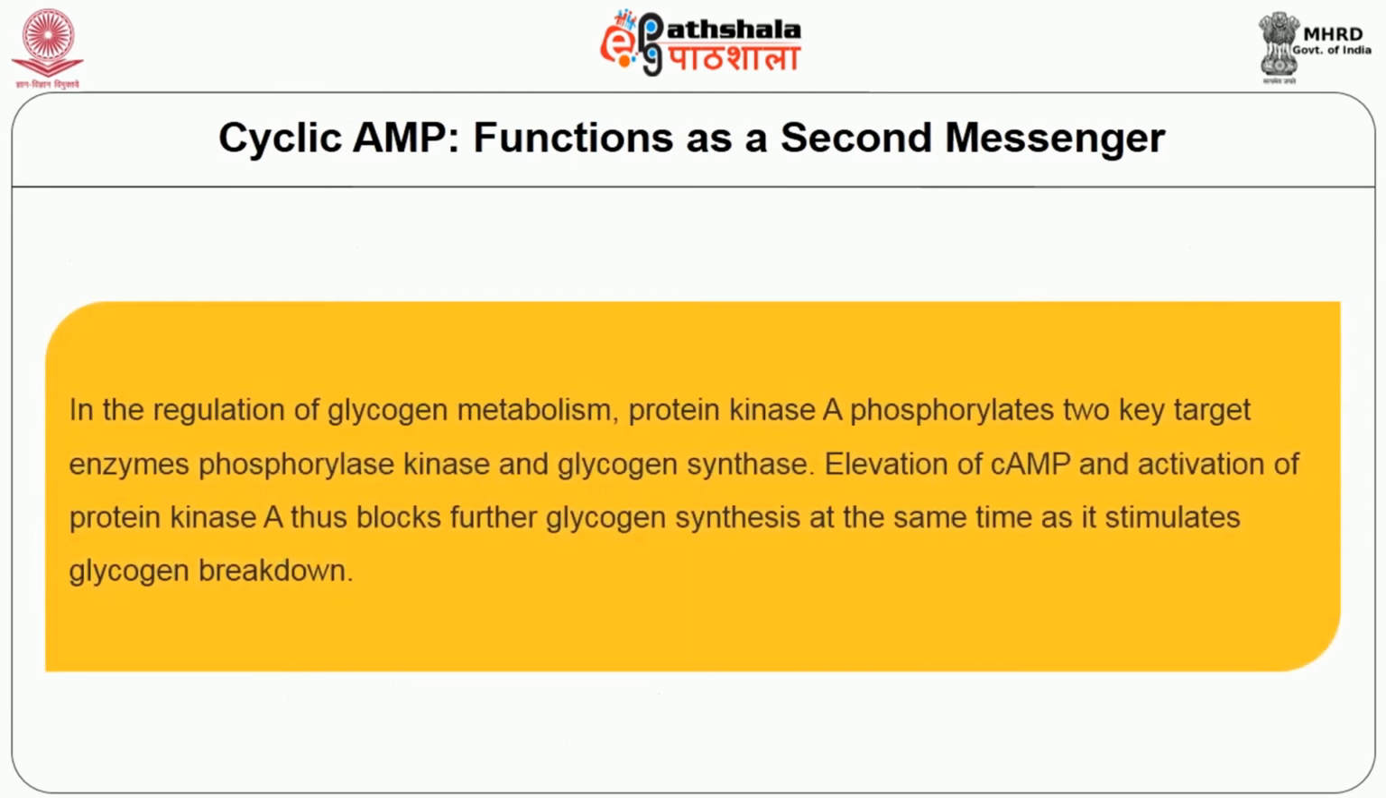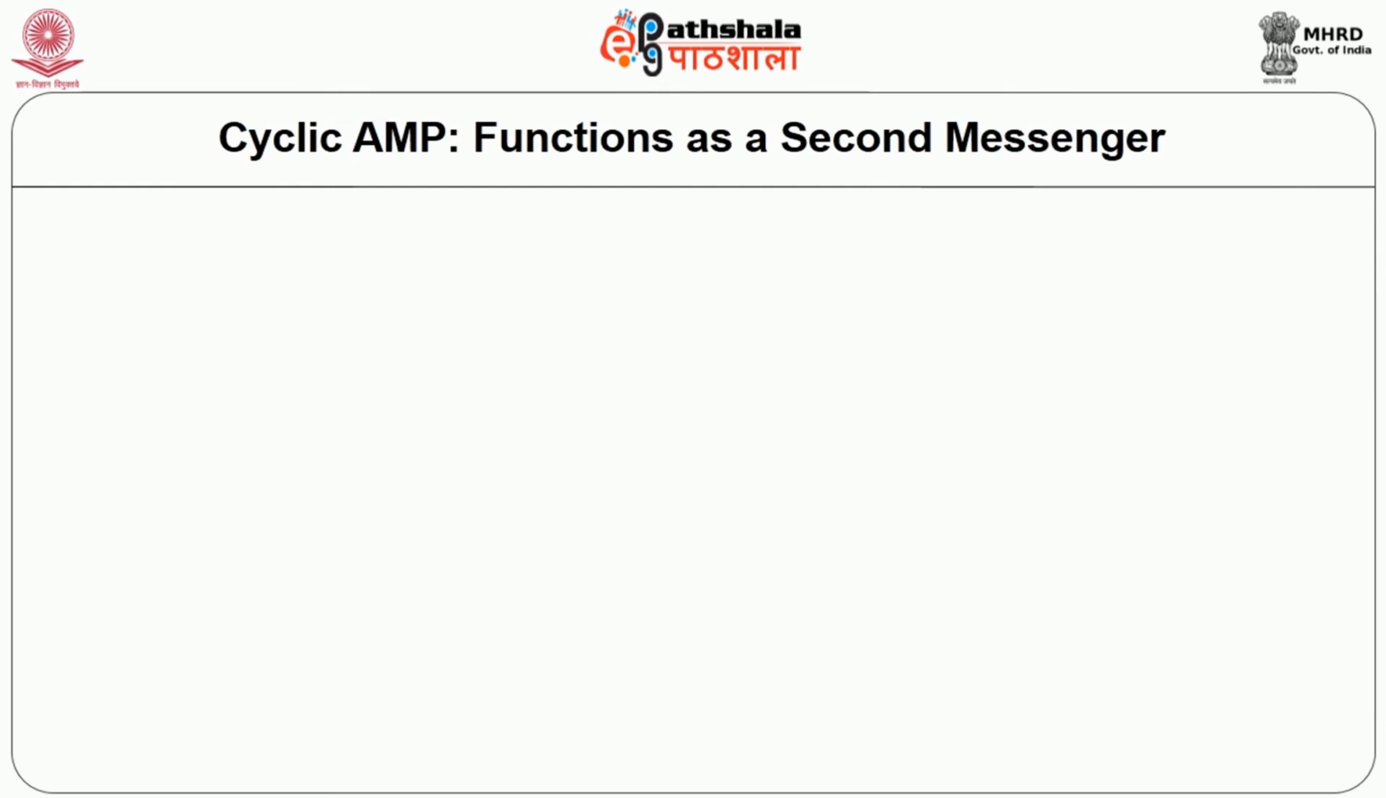In the regulation of glycogen metabolism, protein kinase A phosphorylates two key target enzymes. One is phosphorylase kinase and the other is glycogen synthase. The elevation of cyclic AMP and activation of protein kinase A thus blocks further glycogen synthesis at the same time as it stimulates glycogen breakdown.